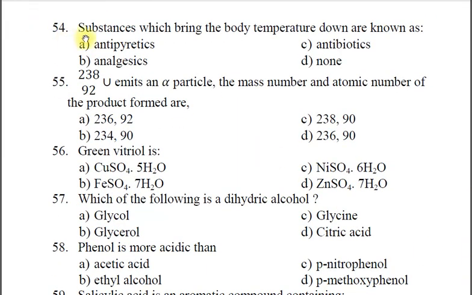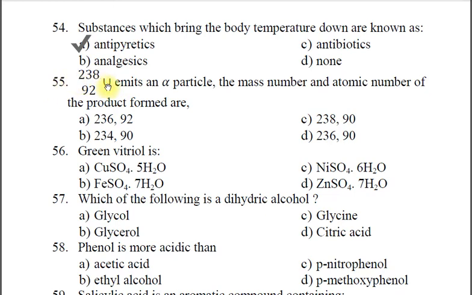Question number 54. Substances which bring the body temperature down are known as A. antipyretics, B. analgesics, C. antibiotics, D. none. The correct answer is A, antipyretics. Antipyretics are used in the case of fever to decrease the body temperature, for example paracetamol. Analgesics are used for relief from pain. Antibiotics are used for the treatment of bacterial infections. Question number 55.